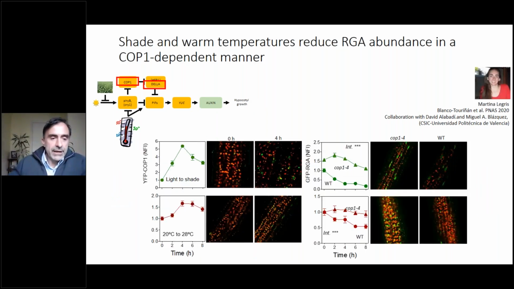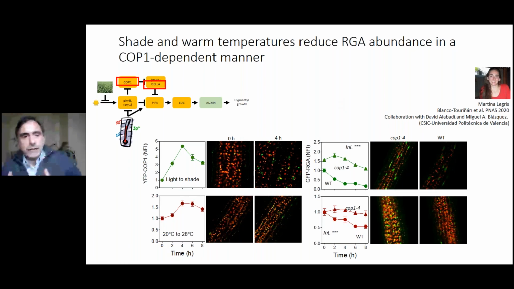Finally, we can see here in real time that when we transfer the seedlings from light to shade or from 20 to 28 degrees centigrade, we have a rapid accumulation of COP1 in the nucleus. And in parallel with that, we can see now the wild-type form of RGA. In the wild-type genetic background, we can see a rapid reduction of RGA in response to shade, and a rapid decay in response to warm temperature. Particularly, the rapid component of the response is completely lacking in the COP1 mutant background. So, supporting the action of this regulatory loop both under shade and warm conditions.